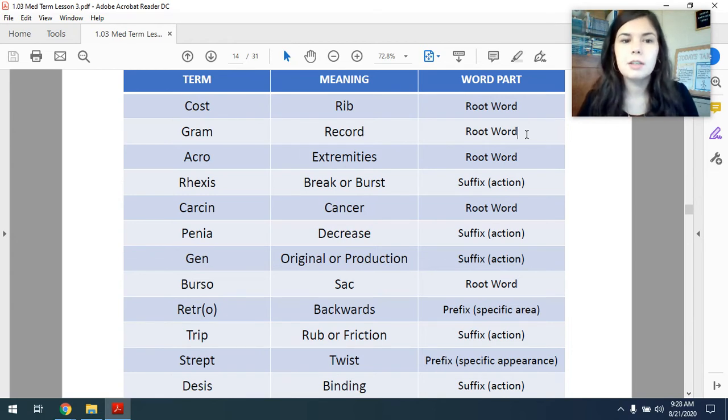So the ones you really need to pay attention to here are: gram is a suffix, because I messed up and I need to change it. I don't think it'll let me. Yeah, it won't let me change it on here. And then retro and strep are both prefixes because they are describing something more specifically.